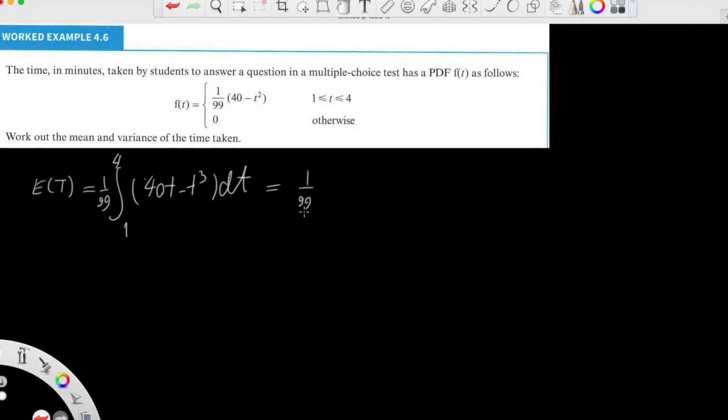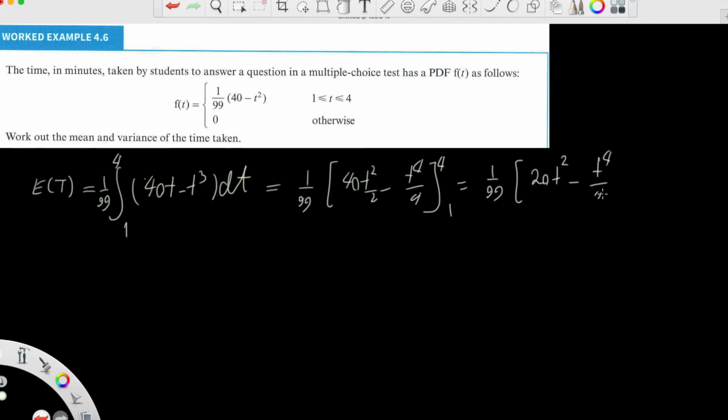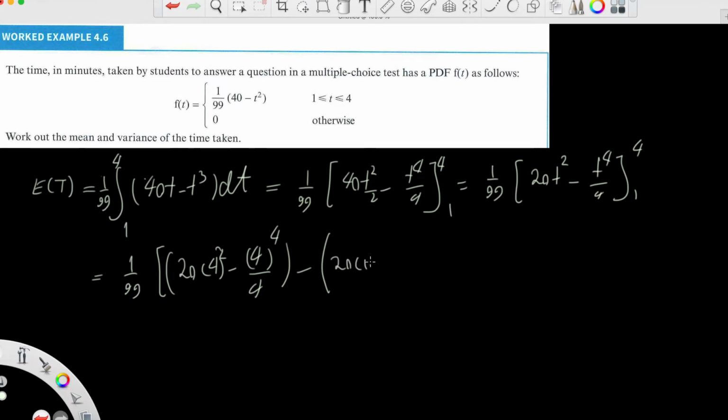It is 1 over 99, so the integration of it will be 4t squared over 2 minus t to the power of 4 over 4 from 1 to 4, which simplifies to 1 over 99 times 20t squared minus t to the power of 4 over 4 from 1 to 4. Now I replace: 1 over 99, 20 times 4 squared minus 4 to the power of 4 over 4, minus now 20 times 1 squared minus 1 to the power of 4 over 4. So it will give you an answer of 2 and 17 over 44 as the mean.